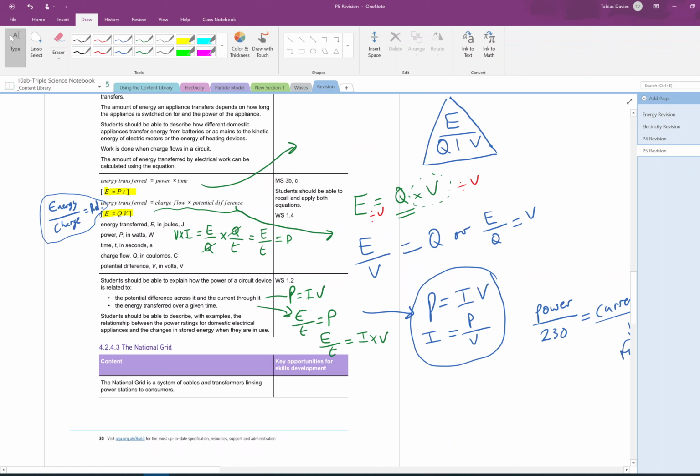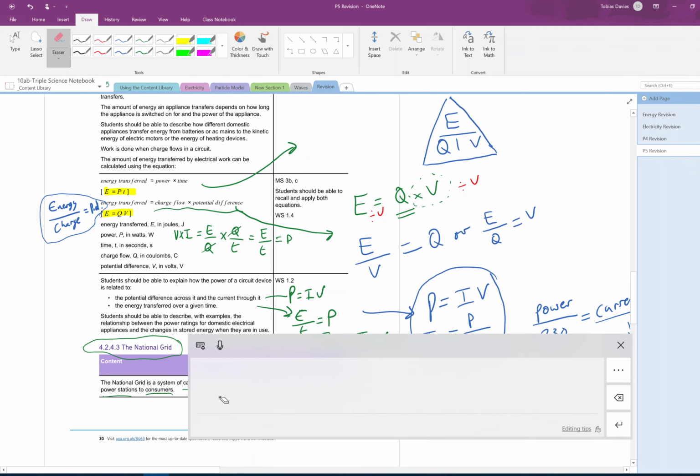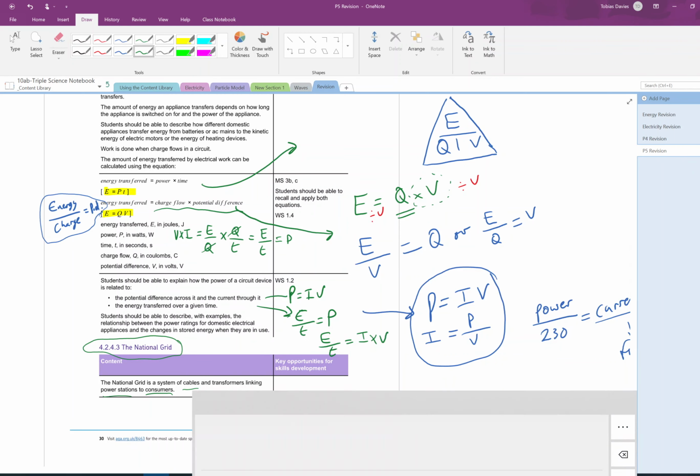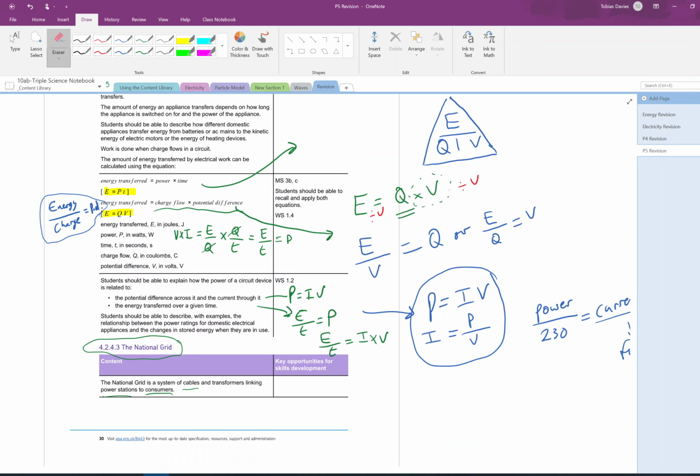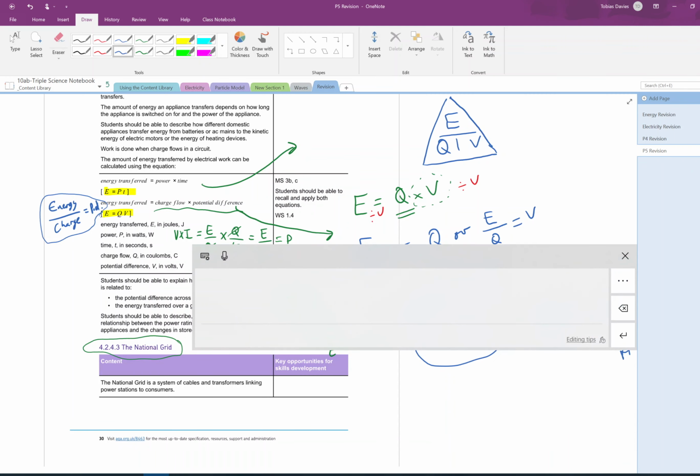So anyway, national grid, talked a little bit about the national grid. The national grid is just cables and transformers that link the power stations to the people who want the power. Otherwise, we would need to have little generators. Everybody's house would need a little generator. So we need a national grid because it's just an efficient way of doing things.